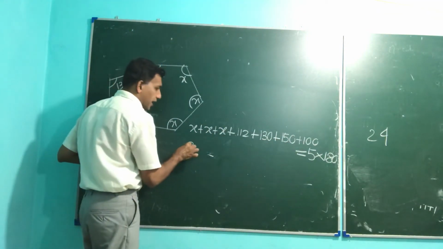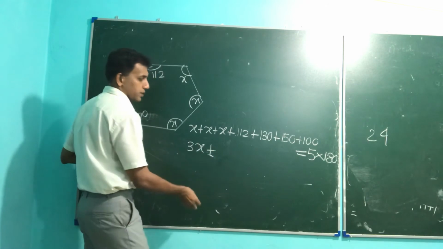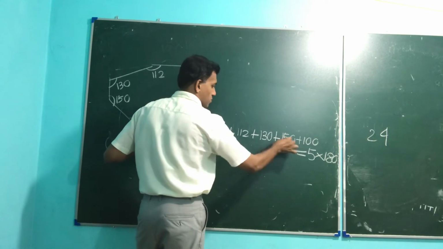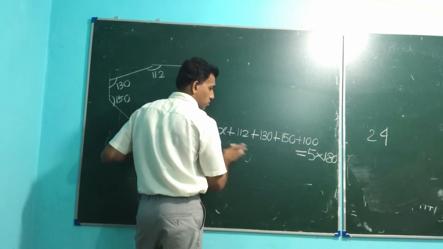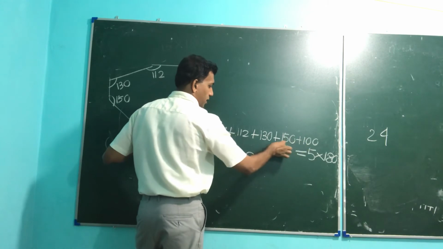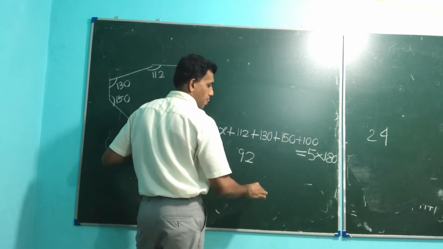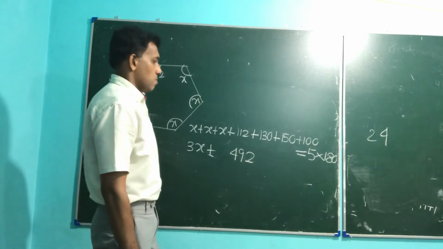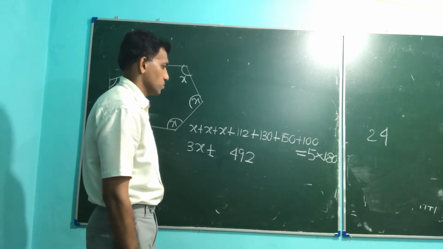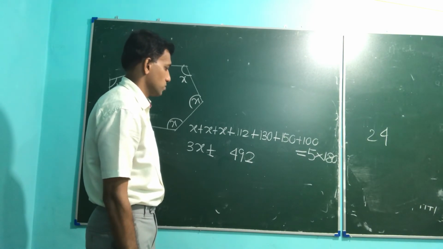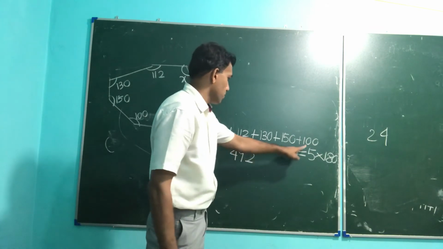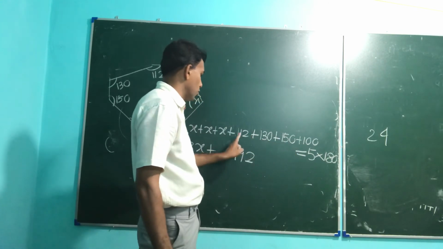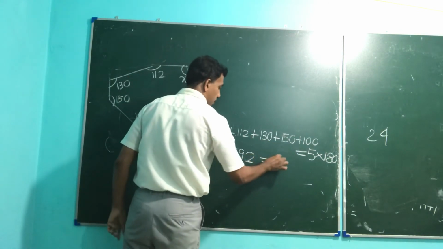3x plus what? Add all: 100, 112, 130, 150. That gives 492. Okay, that's equal to 900.